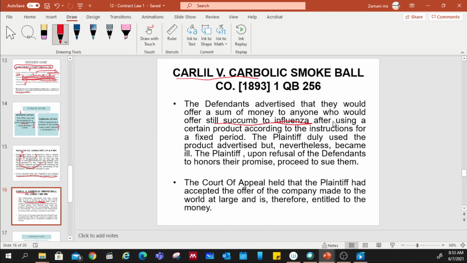So they went to court, and finally the Court of Appeal held that the plaintiff had accepted the offer of the company. This is just an advertisement, but she took the offer, and finally she was entitled to the money. You can also Google this particular case to get the details on that.